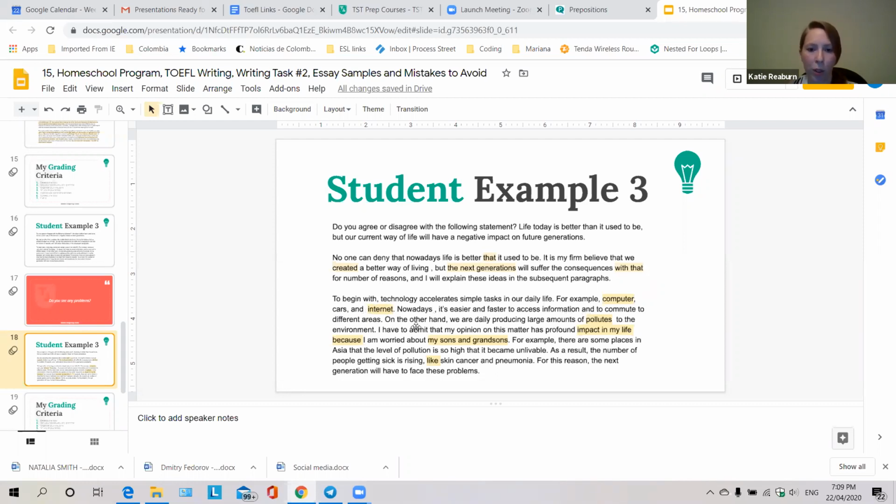We keep going through here. Large amounts of, this should be a noun. Pollutes is a verb, so we need the noun, which is pollution to the environment. Keep on going here. I have to admit my opinion on this matter has been profoundly, oh wait, no, we can't have that because of impact. We would say has profoundly impacted. Okay, so has impacted. We're using present perfect here. If you've got has in there, then you're going to add the ed.